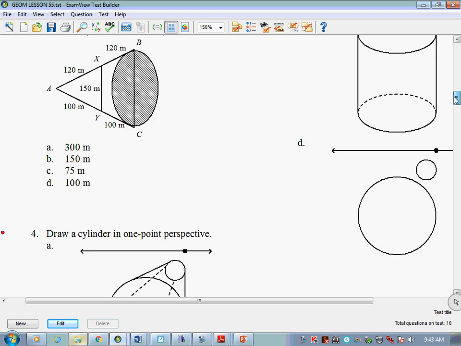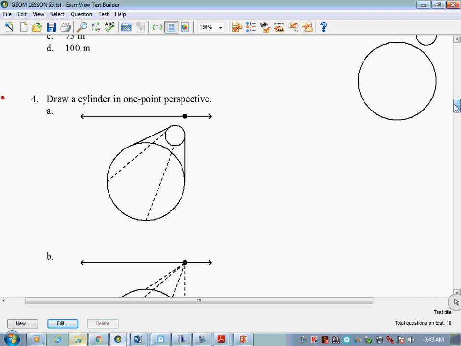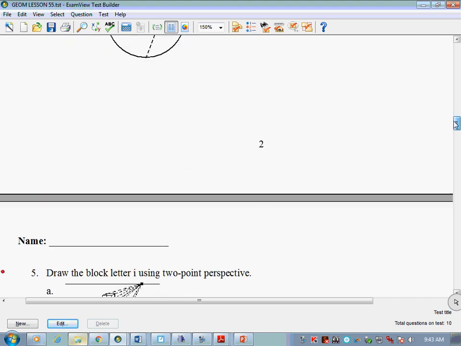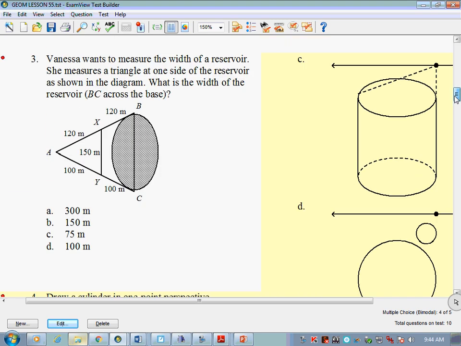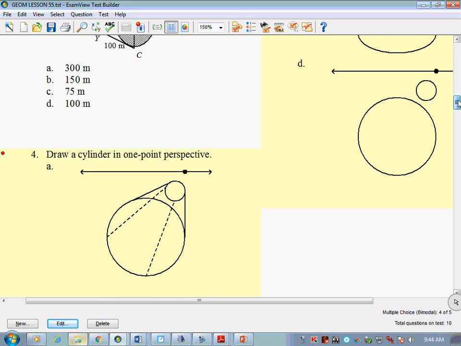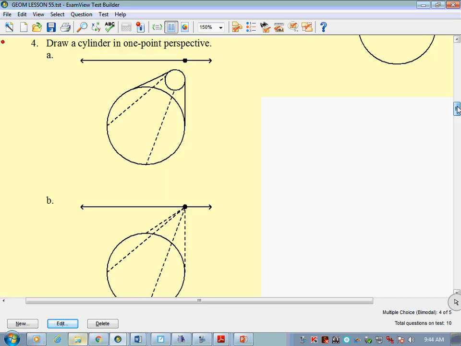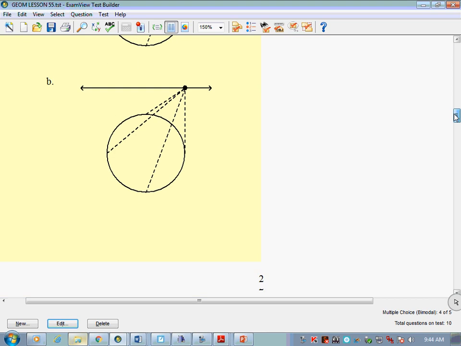All right, let's see. Number 4, these are those lesson 54 questions. Draw a cylinder in 1-point perspective. Because it's asking for a cylinder, we'd be looking at something like A. We're drawing it back to a single point. These all give me some different things. This is not a cylinder in 1-point perspective. Neither is that, because it's not a cylinder. I'll probably take a lot of these off, so they're not really necessary.